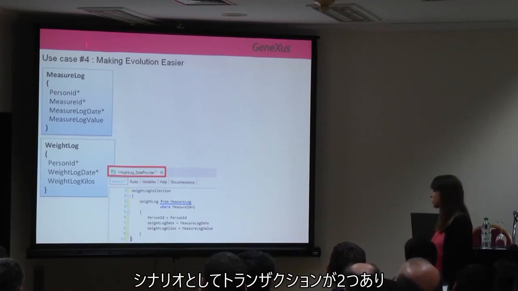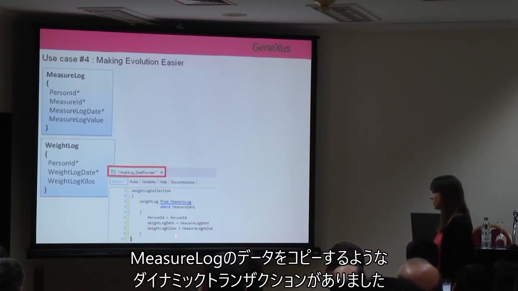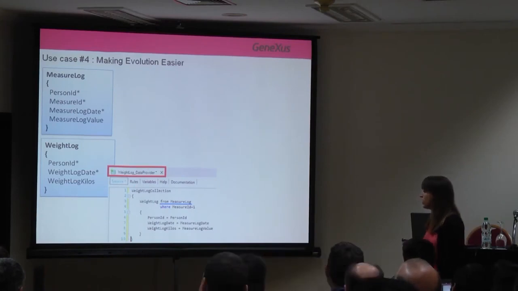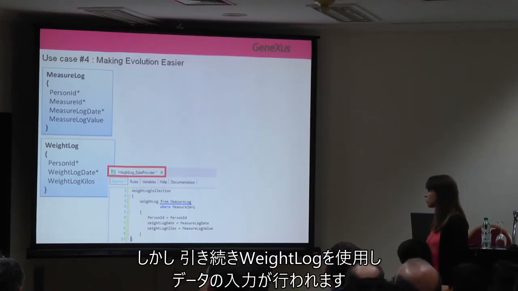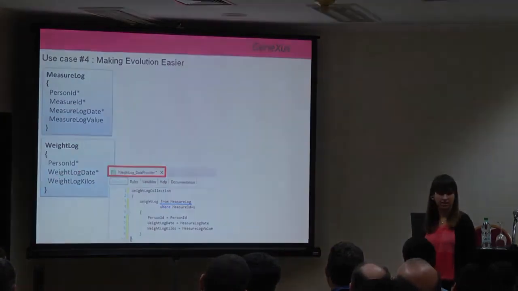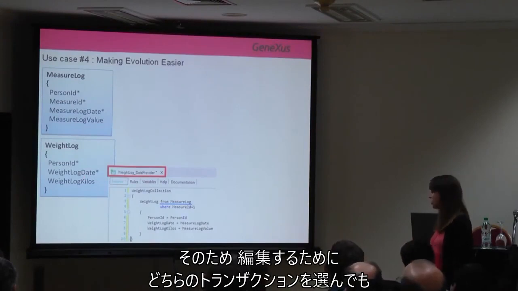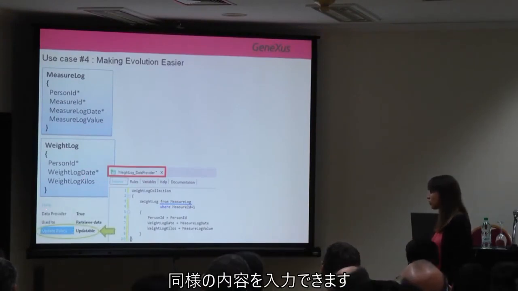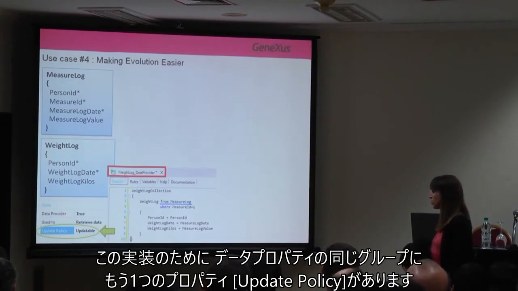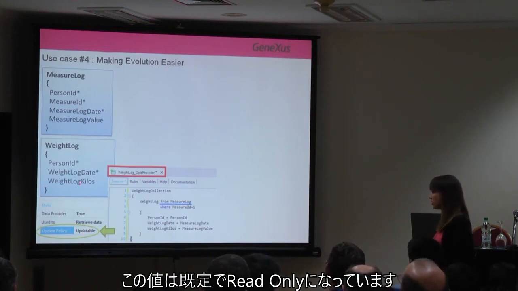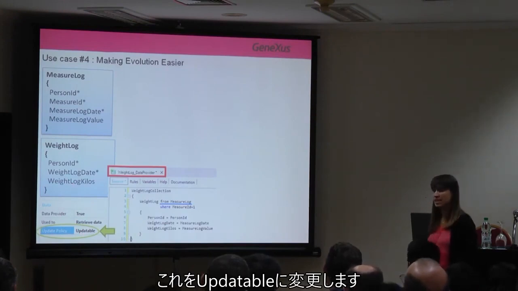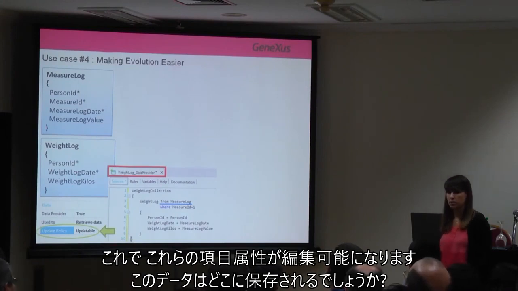So here I just copied the scenario. We have the two transactions that are involved, measure load, and this one that is dynamic. But it turns out that we are told that they want to continue allowing weight load to edit. So the user was already used to entering the weights and the measures, so he can go either way. For this purpose, we have another property under the same group of data properties, data provider, update policy, and by default, the value was read-only, but I changed it to updatable, so these attributes are going to be editable.